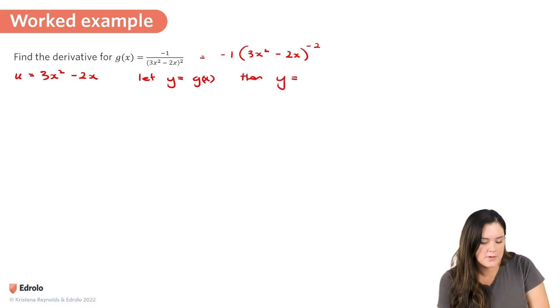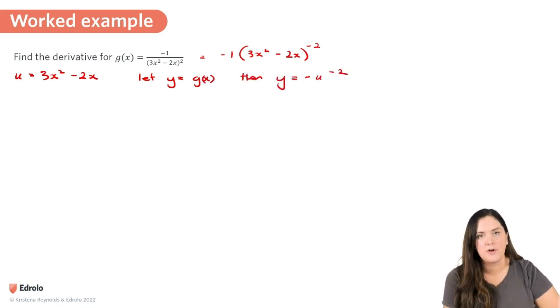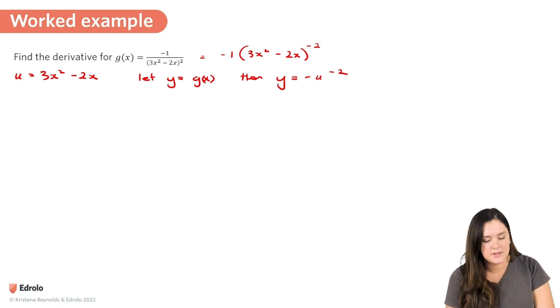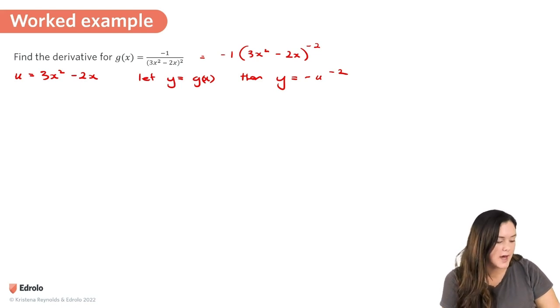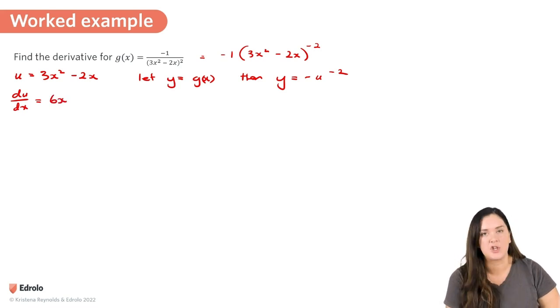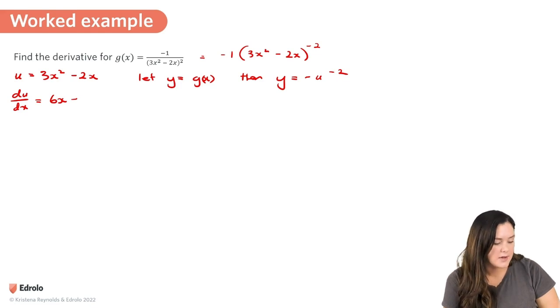So we have y equals -u to the power of -2. So I've just replaced everything in the bracket there with u. So now I can differentiate both of those separately. So starting with u, we have du dx. That gives us 2 times 3, so 6x, and that's just going to be to the power of 1. Take away, the derivative there is just going to be 2.